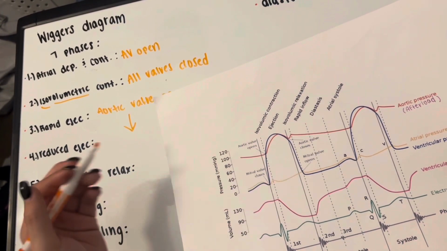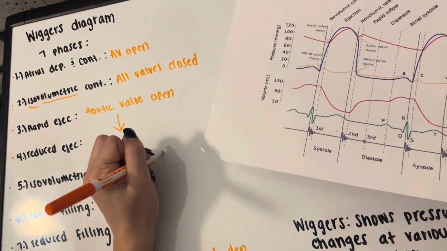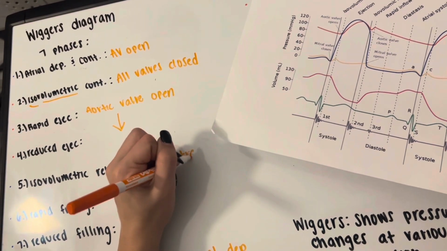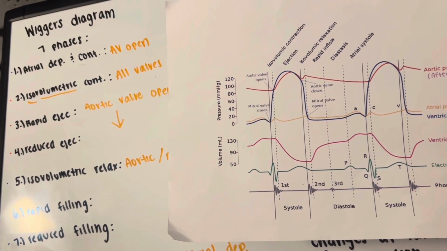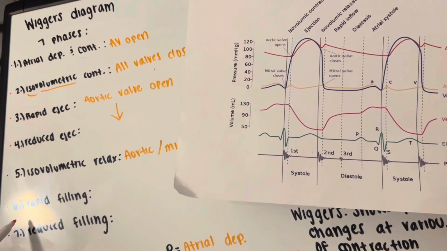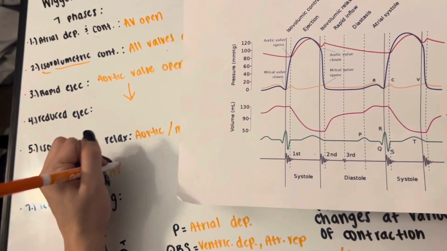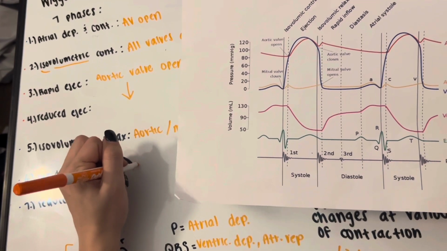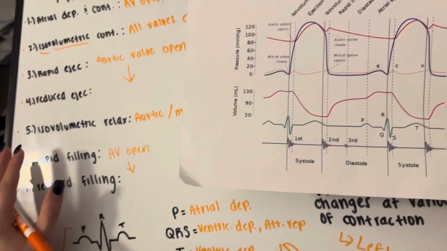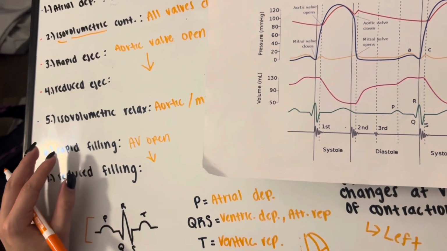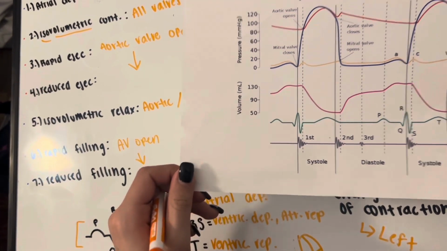So aortic and mitral valves are closed. So your next is going to be rapid filling. Rapid filling, your AV valves are once again going to open. This is basically just starting to reset the whole process again and filling with blood.